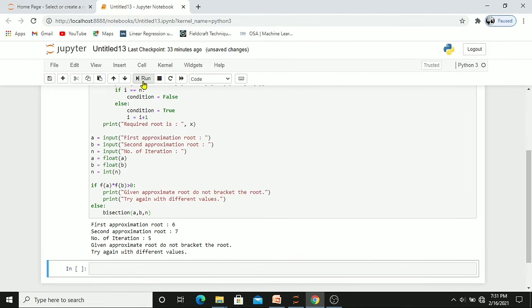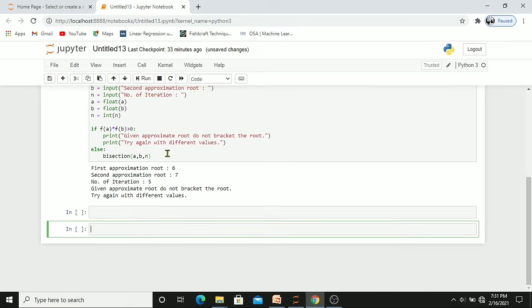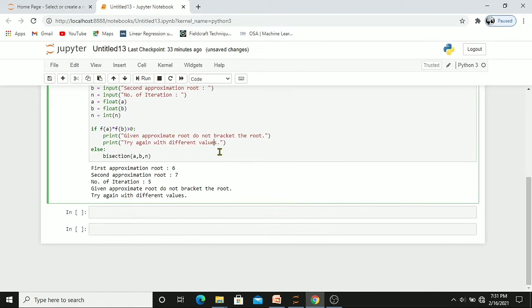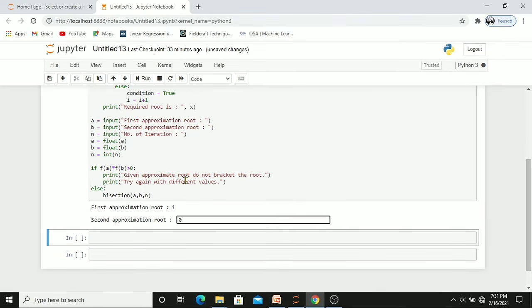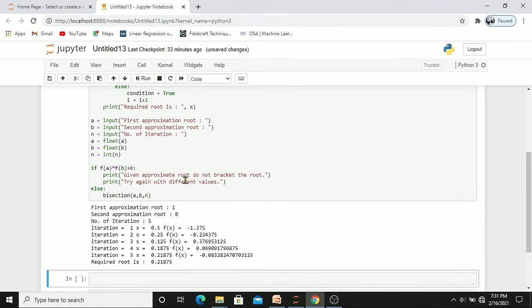So as we have seen in the solution part, what was the bracketing solution we got there? That is, the value for A was 1 and for B was 0. Okay, so let's check with those values. So A is 1. Okay, what is B? B we have taken as 0. Number of iteration is 5. So yes, this is the bracketing solution.